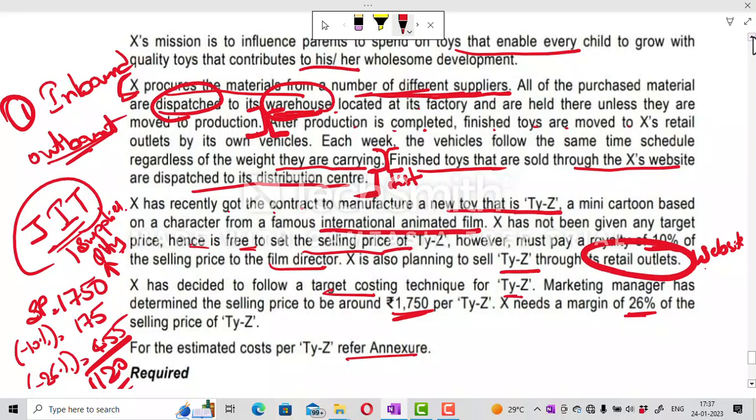Second, it is outbound logistics. See here, each week vehicles follow the same time schedule regardless of weight. After completing the production, goods are moved to outlets, that is retail shops, irrespective of the demand. So sometimes there will not be much demand for the products we have sent. So it is better to know beforehand how much is required and send the required amount, so that we can escape the transportation cost.